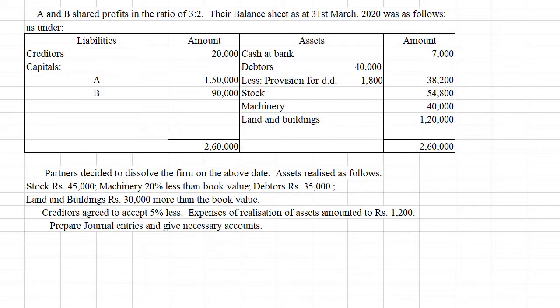So, as this is the first problem, we can first see how the entries will be done in the realization account, and after that the corresponding entries, how it will be taken in the journal, we will see. Normally, we have to prepare the journal first, but here we are preparing the ledger account, and from that ledger account we will come back to journal. Okay.